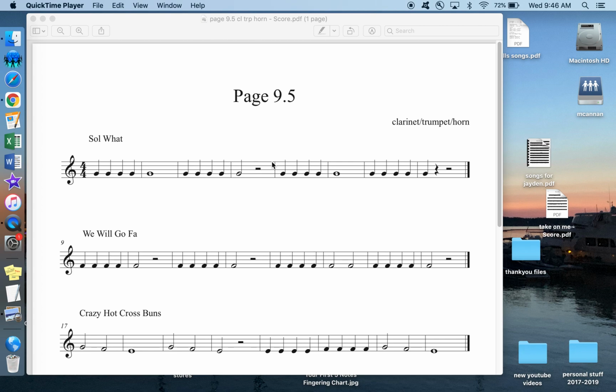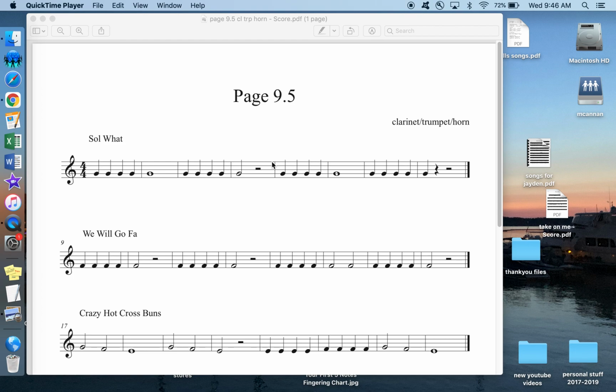I call this page 9.5. Probably really should be page 8.5 because it's going to fit between pages 8 and 9 of the Standard of Excellence book. I'm displaying the clarinet, trumpet, horn page, although I do have a page for each instrument, and if you're my student that wants to play this, I've shared it on the Google Classroom also, but I tried to give everybody a hard copy too.